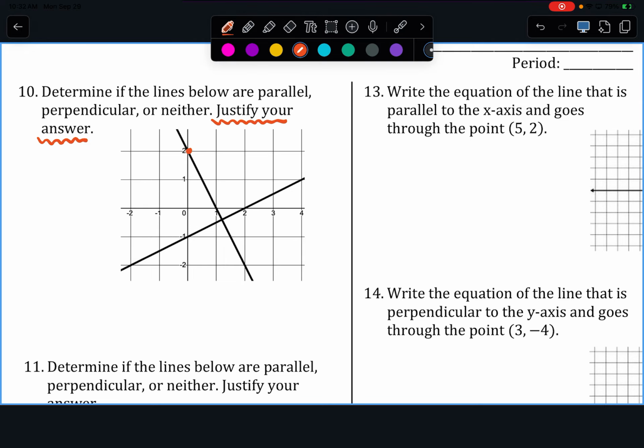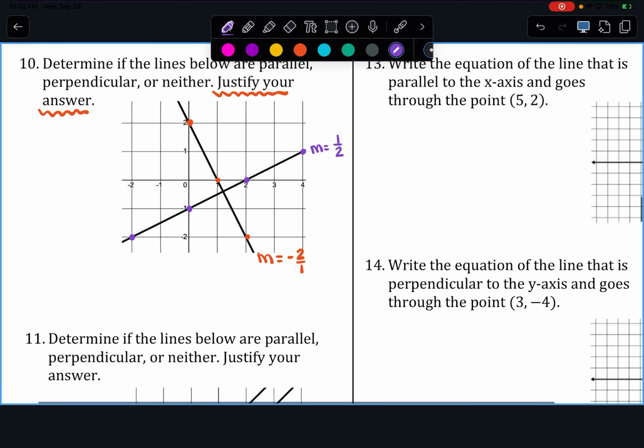So I'm going to do my decreasing line first. So let's see. I'm going to go down, down, down. Okay. So he has a slope of -2, or -2/1 if you want to write it as a fraction. Then I'm going to go find the slope of my other line. Looks like it's going through this point and this point and this point and this point. And that is a slope of +1/2. All right. Are those opposite reciprocals? They sure are, right? So these are perpendicular.